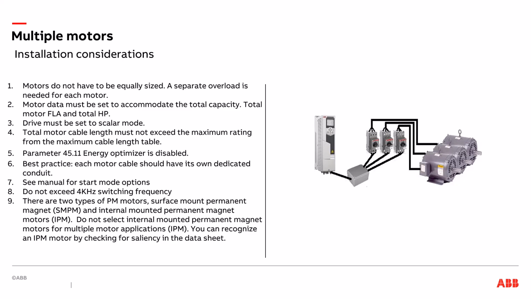For multiple motor installations, there are some additional considerations we need to account for. As we discussed, the motors for this do not need to be sized equally, but there is a requirement for a separate overload protection for each of the motors. The drive has to have the ability to support the total FLA and horsepower of all the motors combined. You'll be using scalar mode to operate these motors. The cable distance from the drive to the motor for each motor must add up and cannot exceed the maximum published cable distance identified in the drive manual. You'll disable Energy Optimizer to simplify the motor control, and you should always have dedicated conduit for each motor. You also need to keep the switching frequency to 4 kHz. One last consideration should be that internally mounted permanent magnet motors should be avoided when it comes to multi-motor applications.